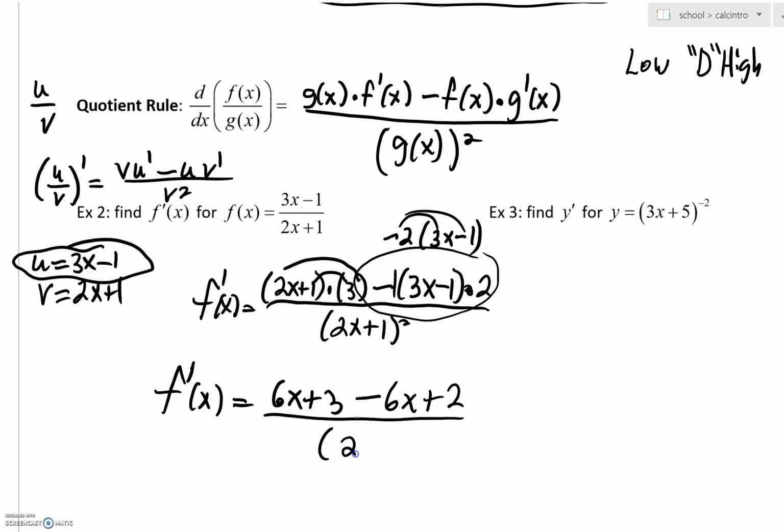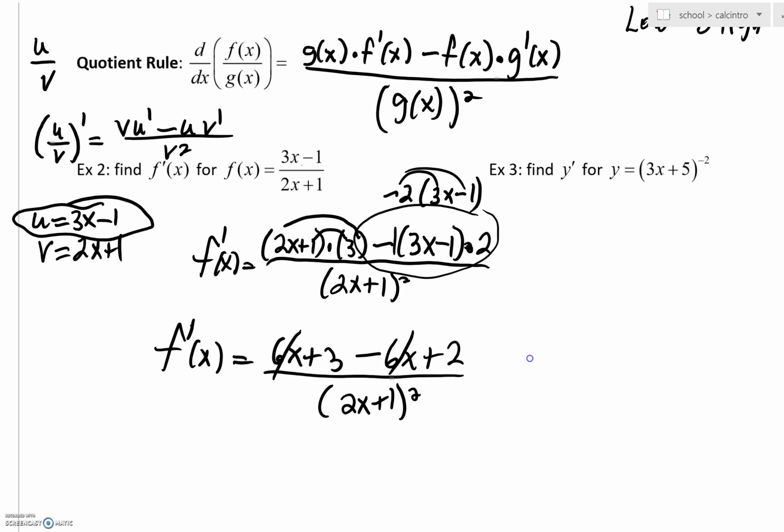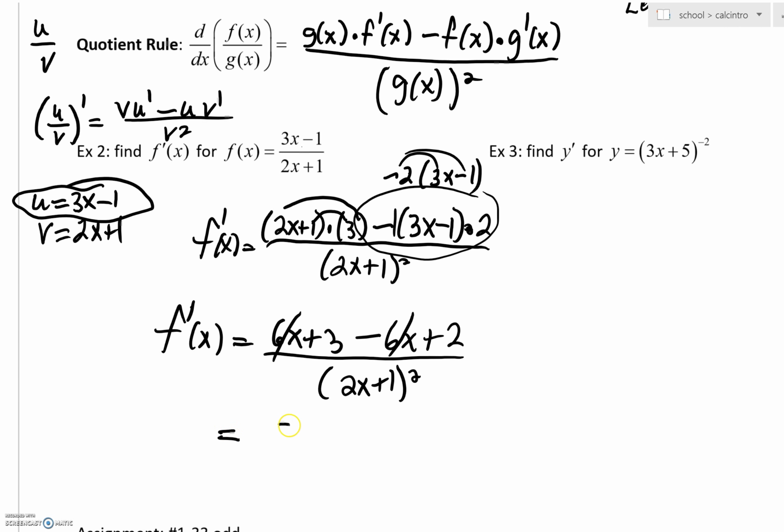And then down below here, we have 2x plus 1 squared. You can see our final answer will be nice and simple. Just a 5 all over 2x plus 1 squared.